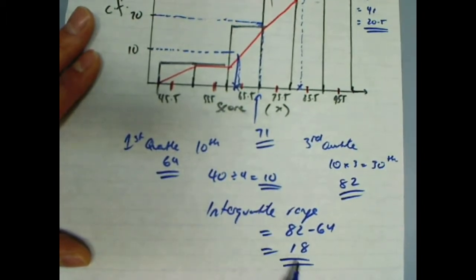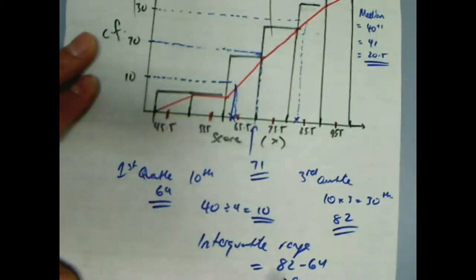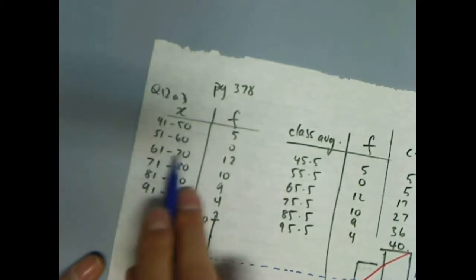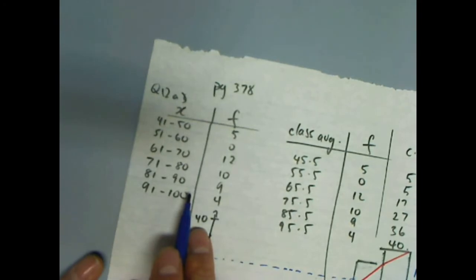I can only get this number by using the graph. I cannot get this number by looking at the table, because there's no way to estimate where the values are. So that's why we use the graph. Is that clear? Yeah?